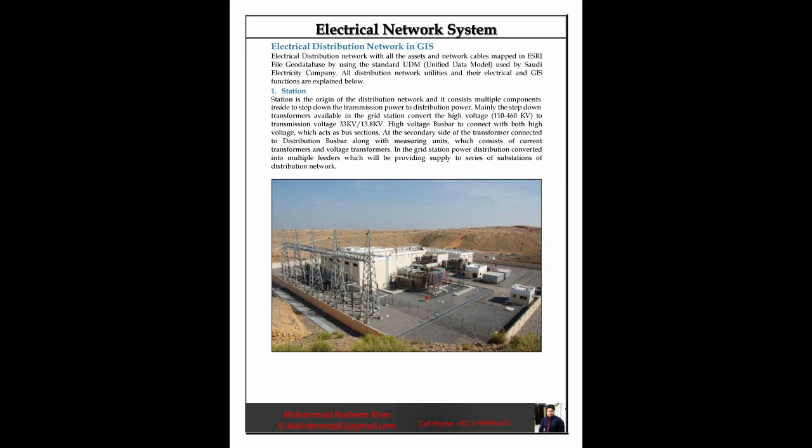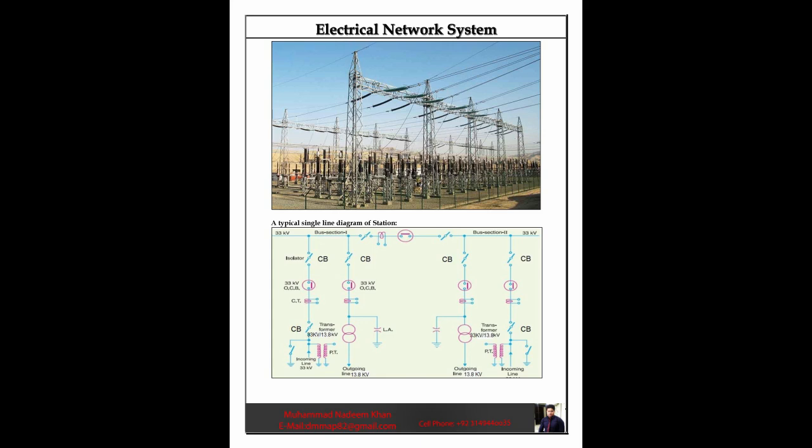High voltage busbar to connect with both high voltage, which acts as bus sections at the secondary side of the transformer connected to distribution busbar, along with measuring units, which consist of current transformers and voltage transformers. In the grid station, power distribution is converted into multiple feeders which will be providing supply to a series of substations of the distribution network. A typical single line diagram of a station.